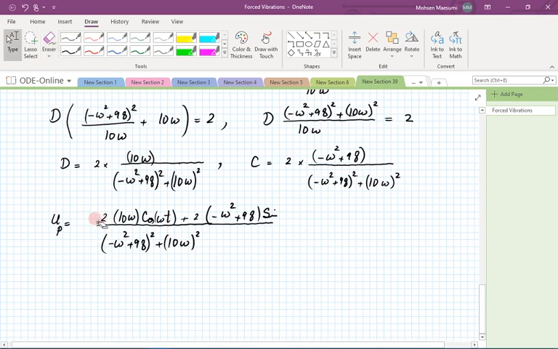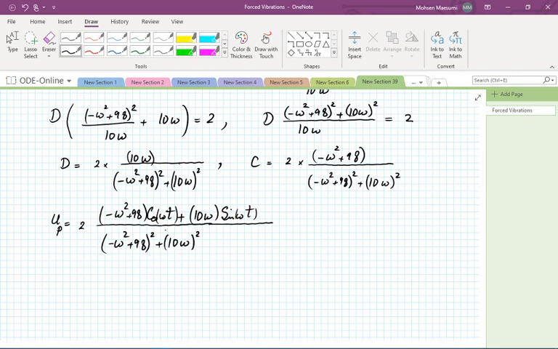Best thing to do is to start over again. Let me put the factor of 2 here. C cosine. So it's going to be minus omega squared plus 98. Notice that is the same as this cosine of omega t. D sine is a D. This factor here, D sine of omega t. So this is the particular solution. This is the response to the external stimulus, that is, how the system is going to oscillate.